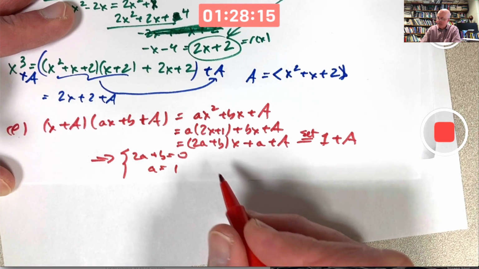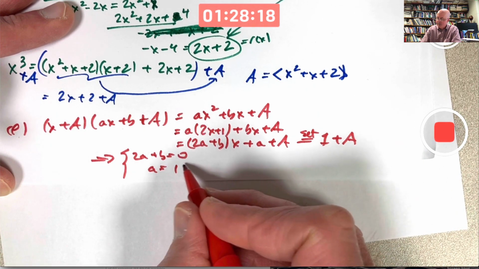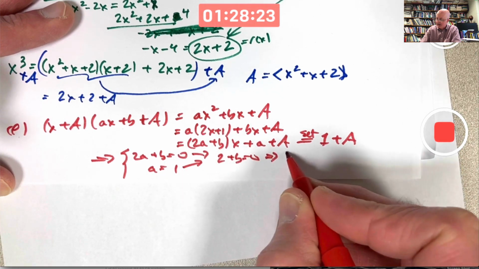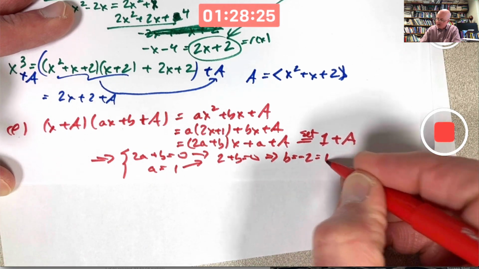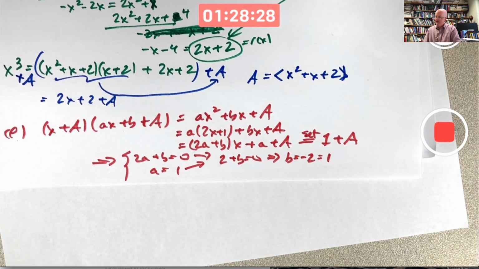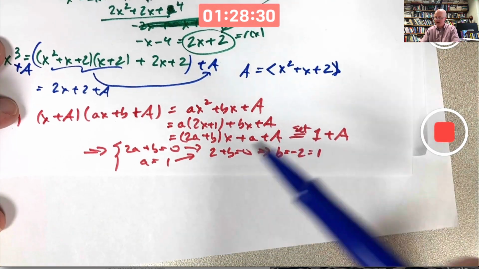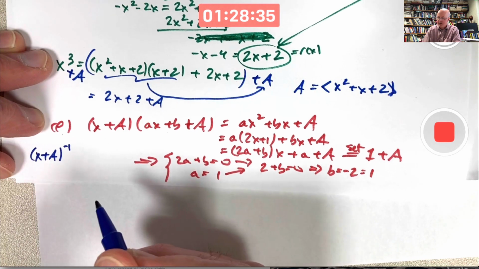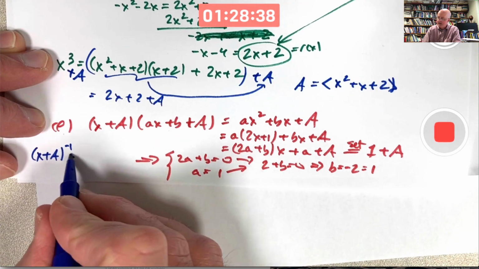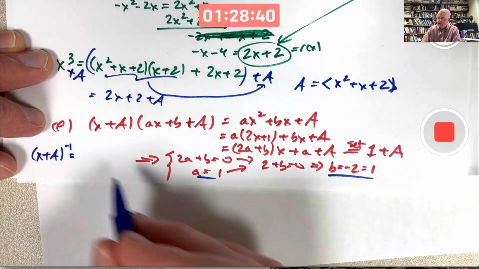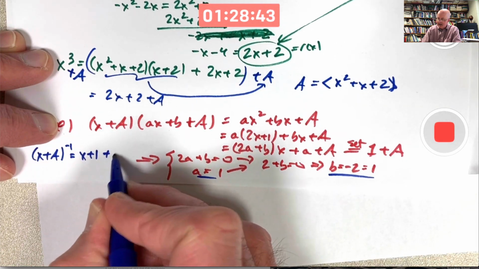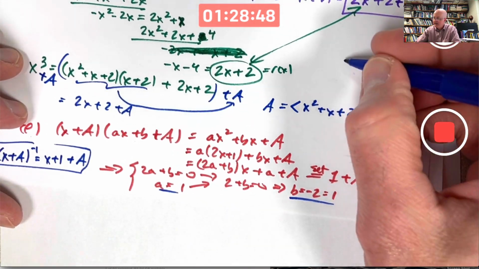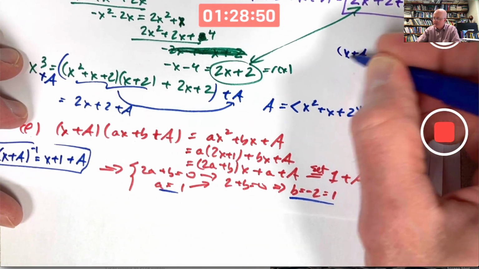A being 1, from this second equation implies that 2 plus b equals 0, so b is minus 2, mod 3 is 1. So it looks like, if I've not made a mistake, which is a big question mark now, I think that the multiplicative inverse of x plus A, which is going to be a unit because this is a field we're working with, is going to be, coefficients are both 1 here, x plus 1 plus A. That'll be the answer.